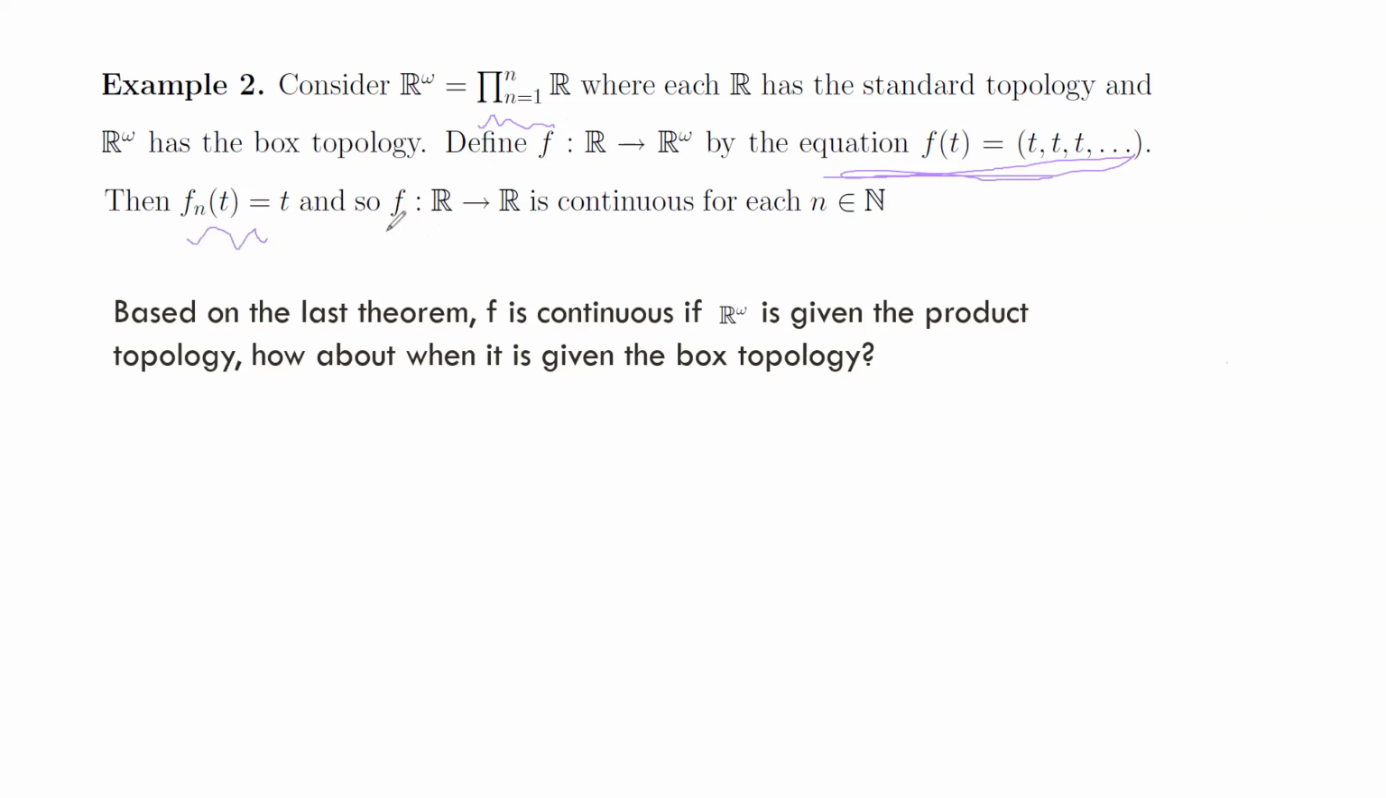So the function f from R to R omega is continuous for each n in the natural numbers. So we need to prove why, when it is given the box topology, it does not work. This f is not continuous.